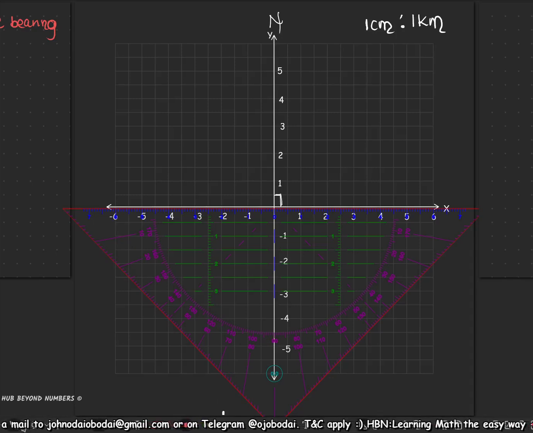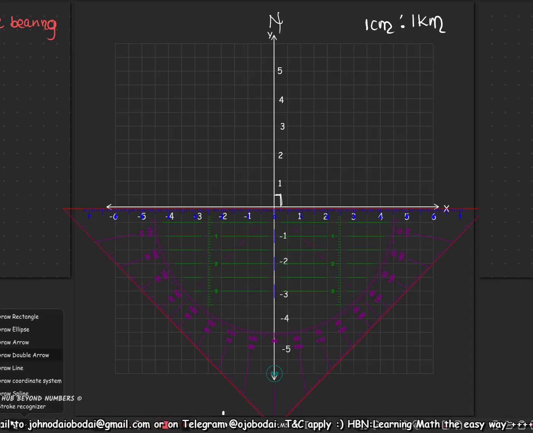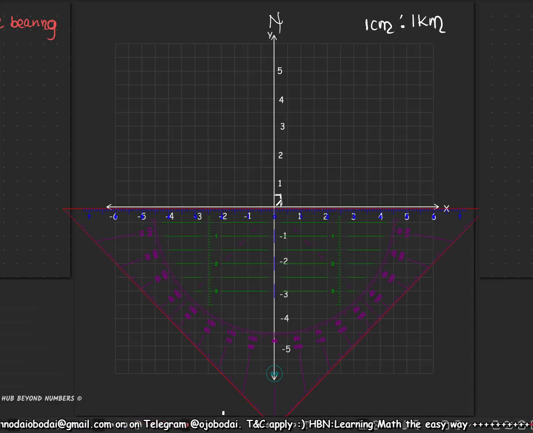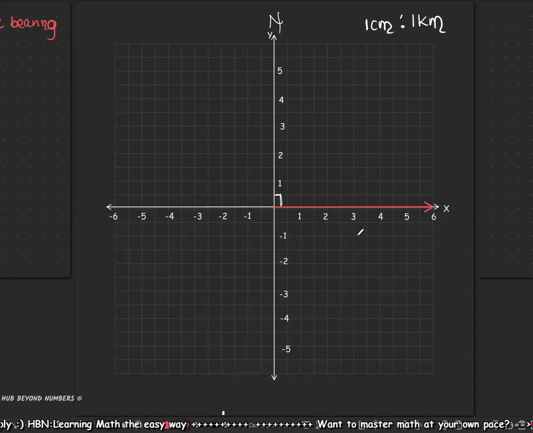So we have our 6 drawn nicely, from 0 all the way to 6. And that is all. Very, very simple. So this here is our vector.